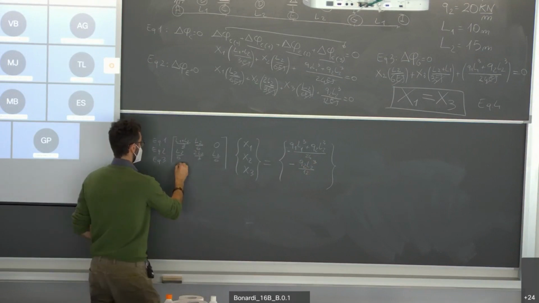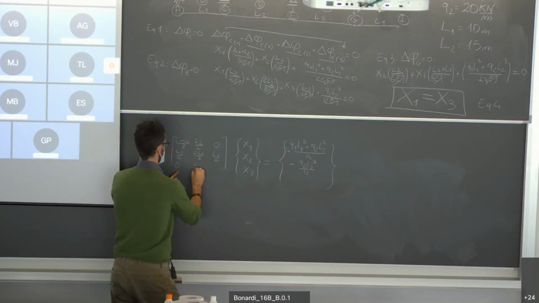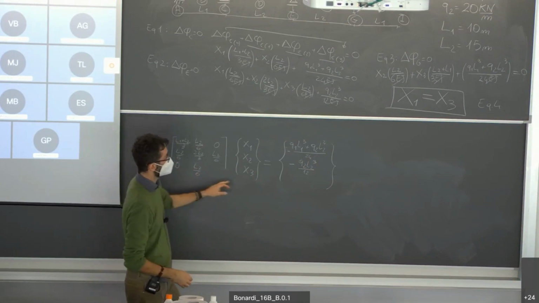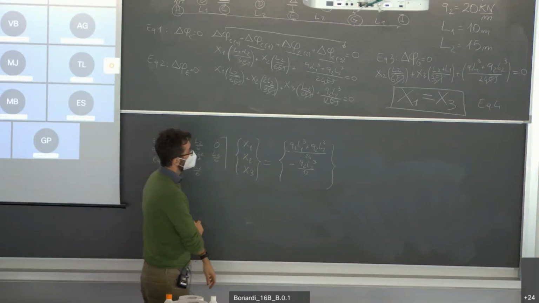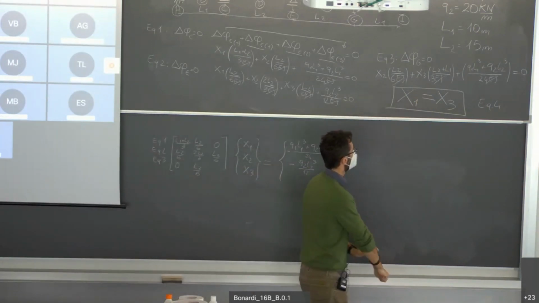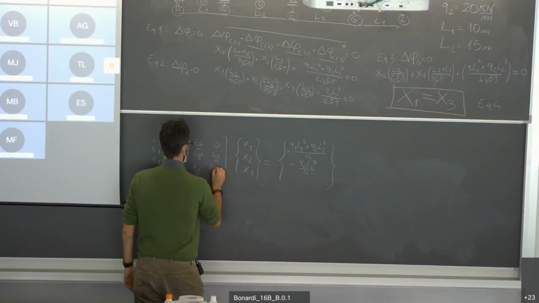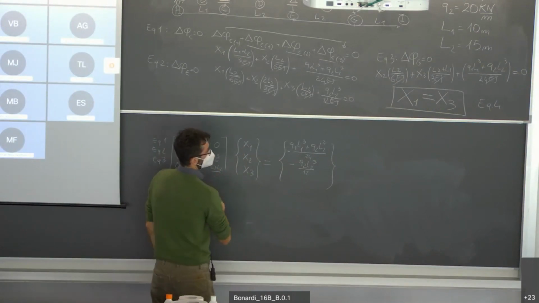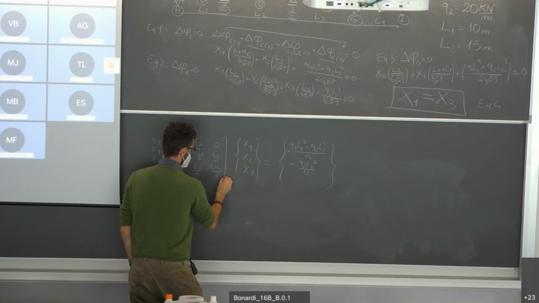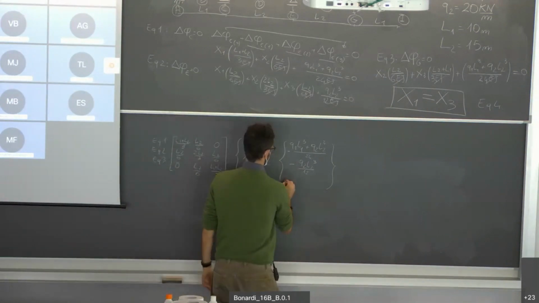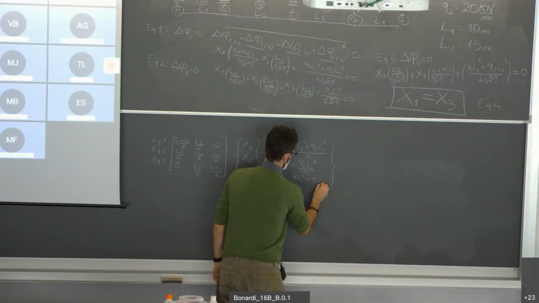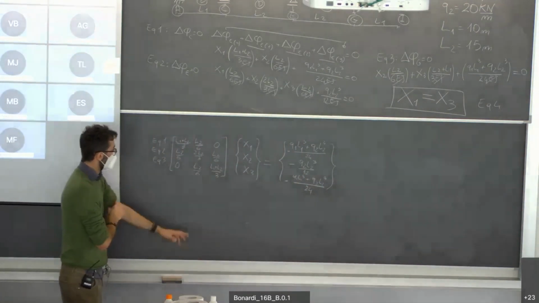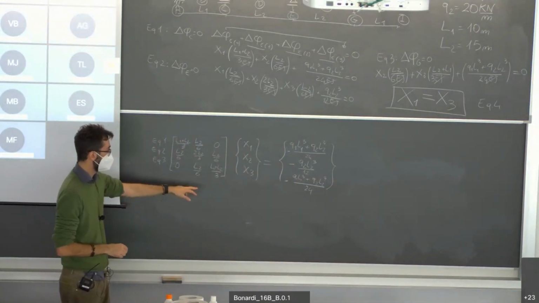The last one, I will do it because it is easier. x1 does not appear. Okay, so we have 0. Then we have L2 over 6. Then we have L2 plus L1 over 3. And there, minus Q1 L1 to the power of 3, Q2 L2 to the power of 3, over 24. Now, two things about this stuff.